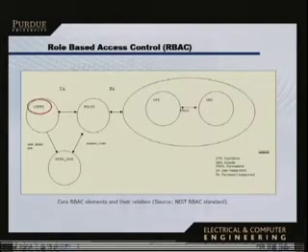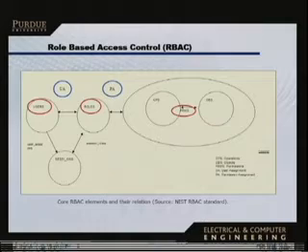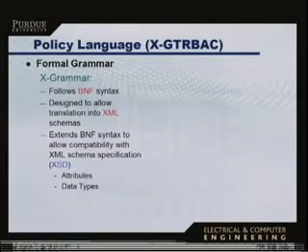RBAC comprises 5 main components: users, roles, permissions, a user-to-role assignment relation, and a permission-to-role assignment relation. The key idea being that instead of assigning permissions directly to users, permissions are assigned to roles. And the users obtain those permissions by acquiring the roles. Okay, so how do we represent the requirements in terms of the role-based access control model?